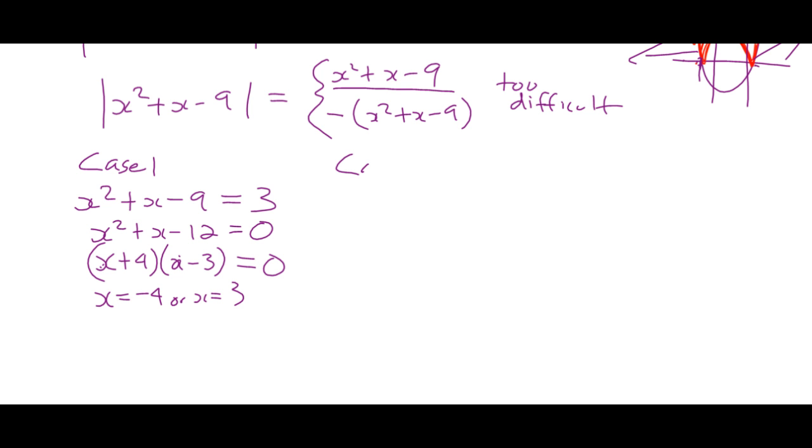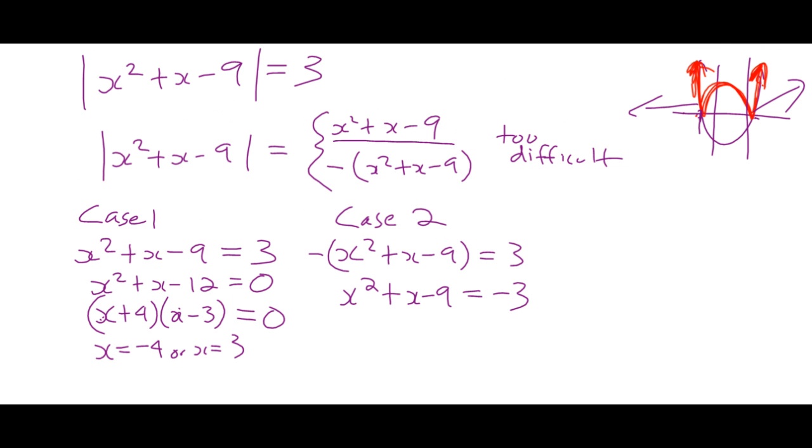And case 2. The negative of x squared plus x minus 9 is equal to 3. So in this case, instead of distributing the negative through, what should I do? Multiply both sides by negative 1, right? Just make this positive and make that negative, right? Because if this works out to negative 3, when I take its absolute value, I'm going to get 3.